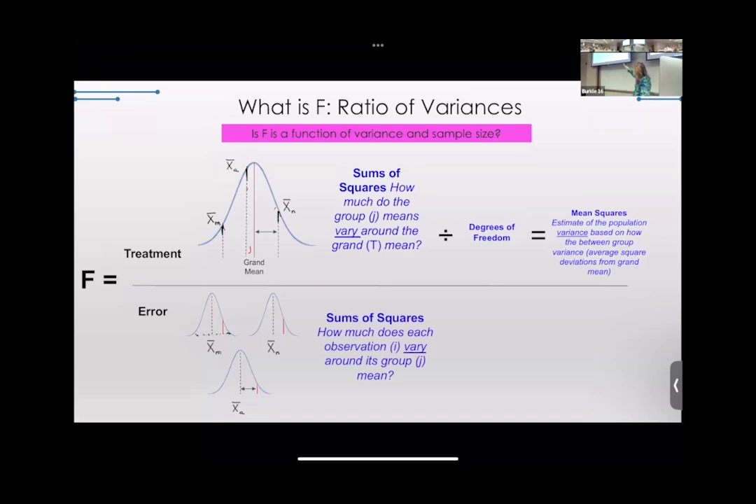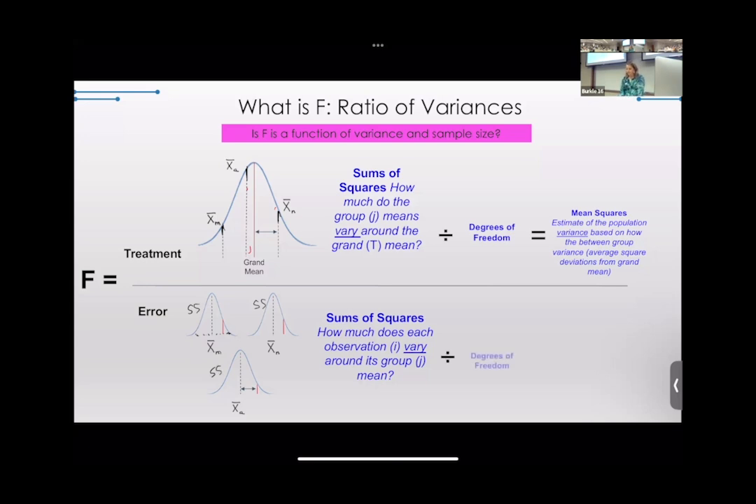We asked how much each individual observation varies around its own group mean. And then again, in this example where you see the pictures, how many of those do we have? We have 3 sets of sums of squares. We're going to get the sums of squares for this one, this one, and this one.